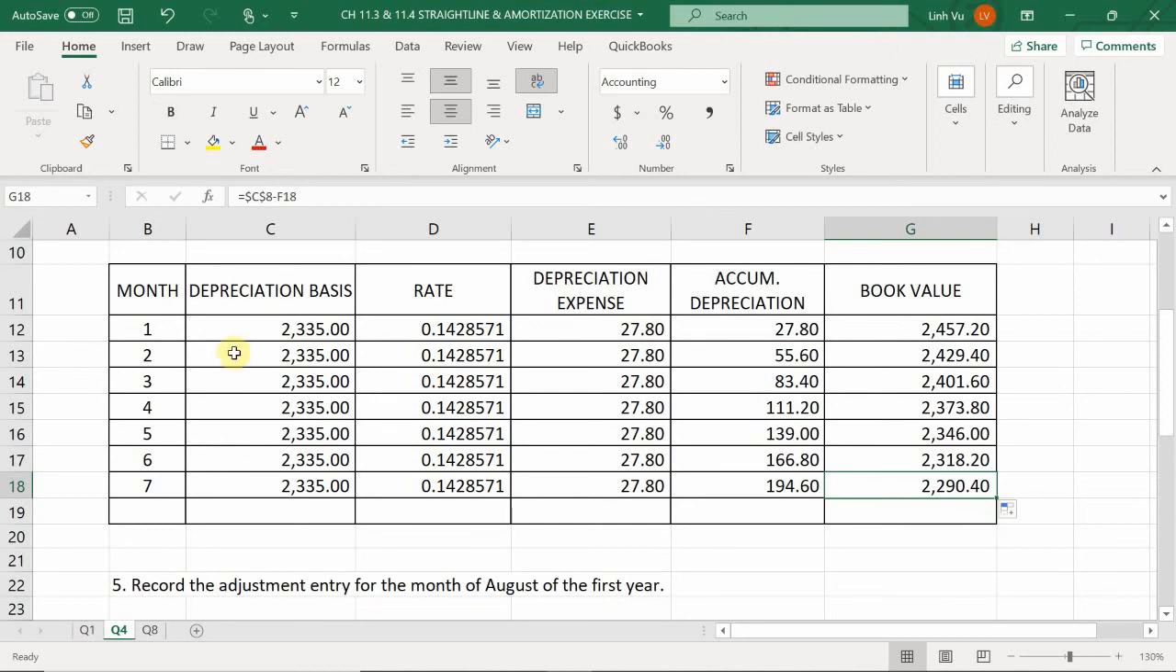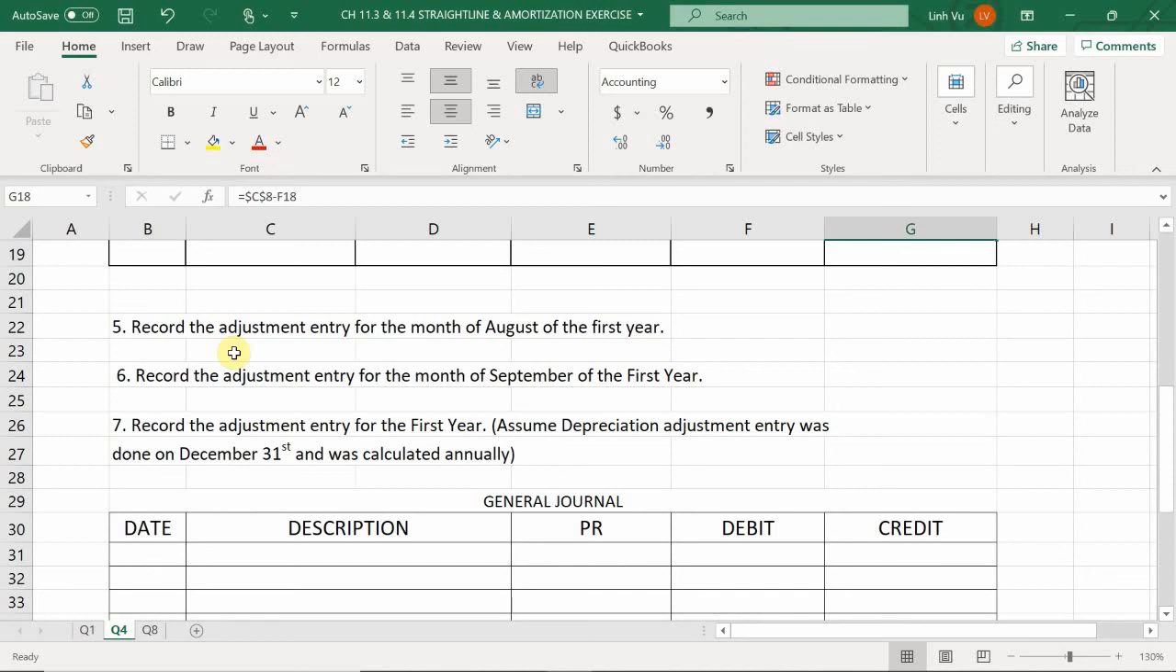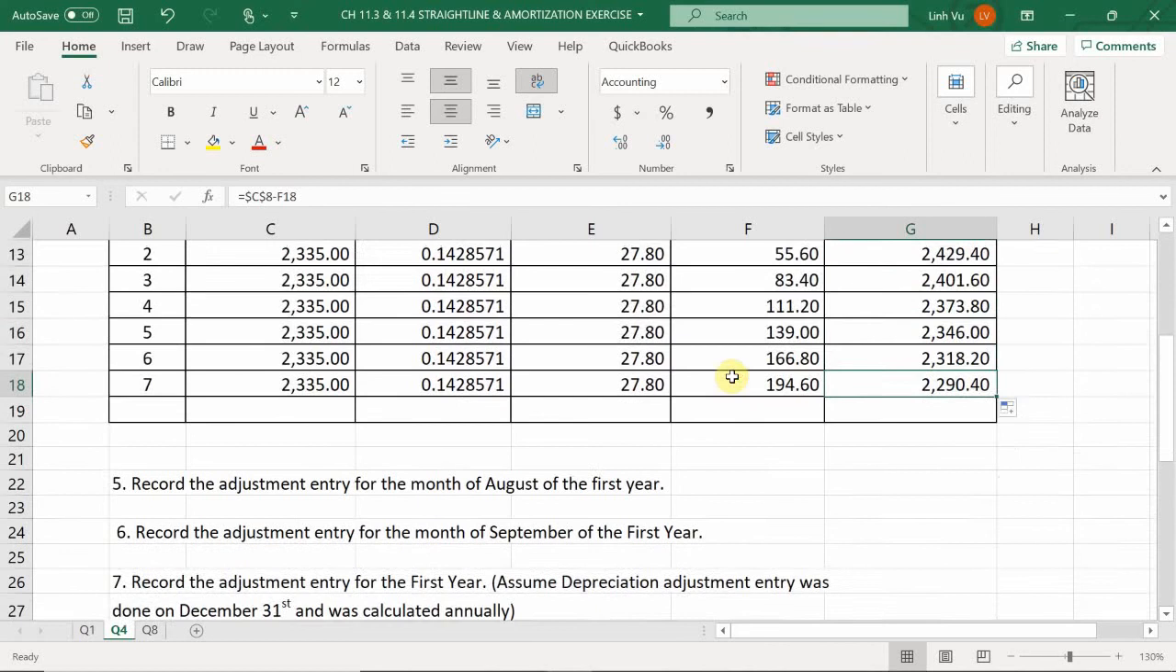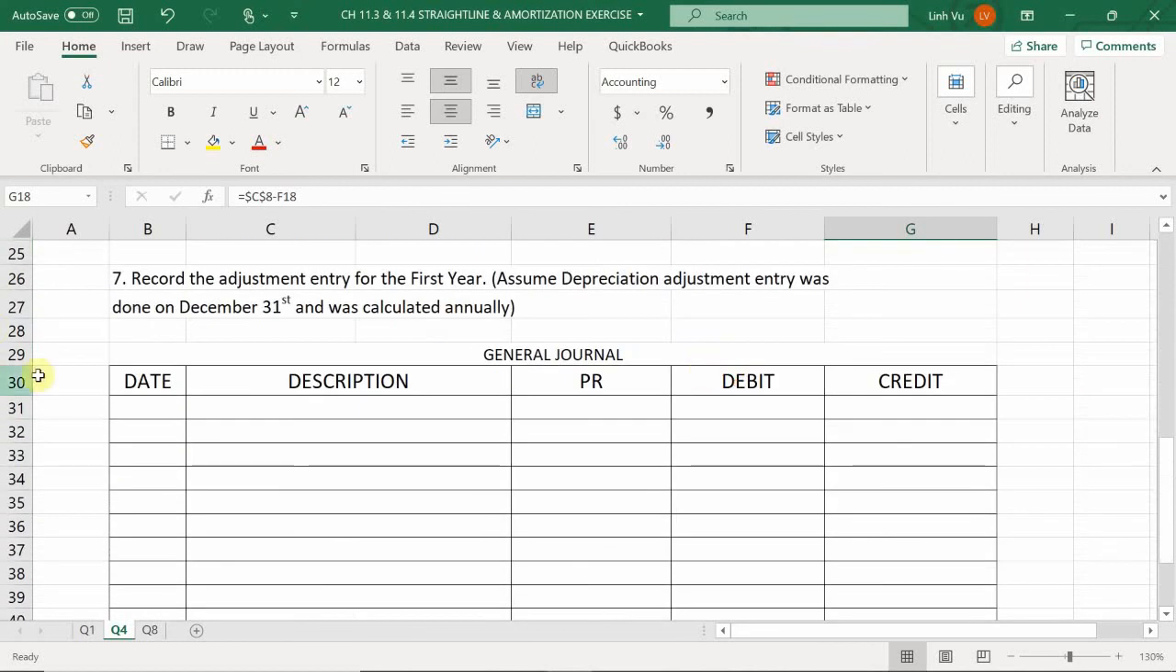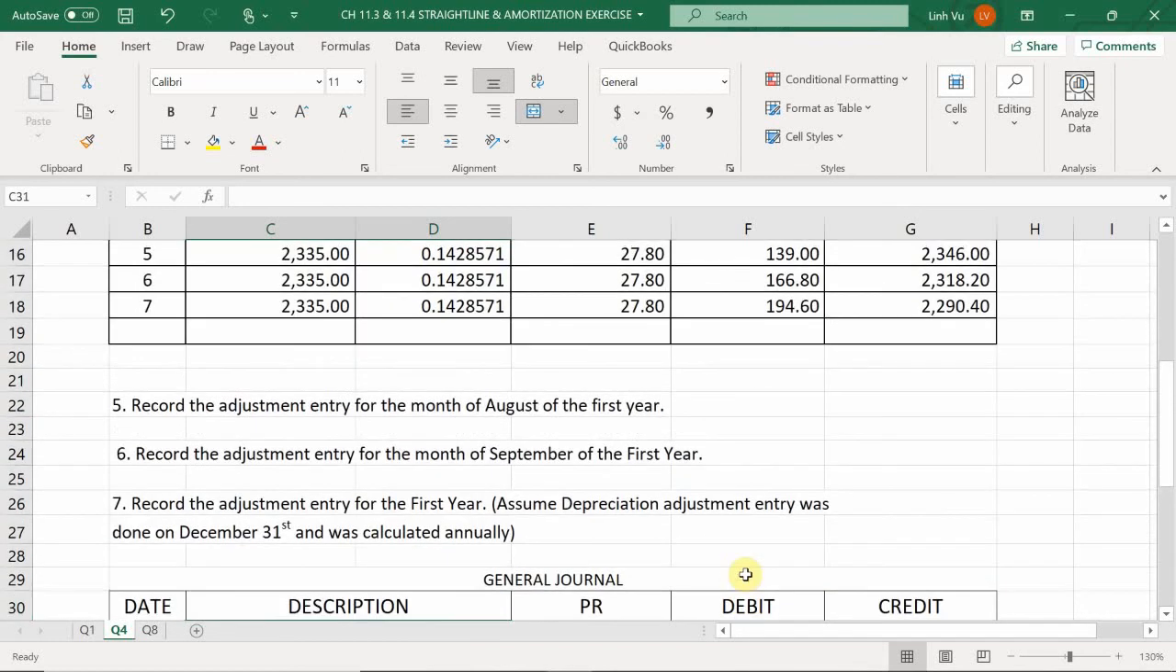All right, so let's pay attention to the next couple questions here. Question number 5 says record the adjustment entry for the month of August for the first year. So in this case, what would you journalize for August? So August 31st. Depreciation expense. Oh, adjustment entry.